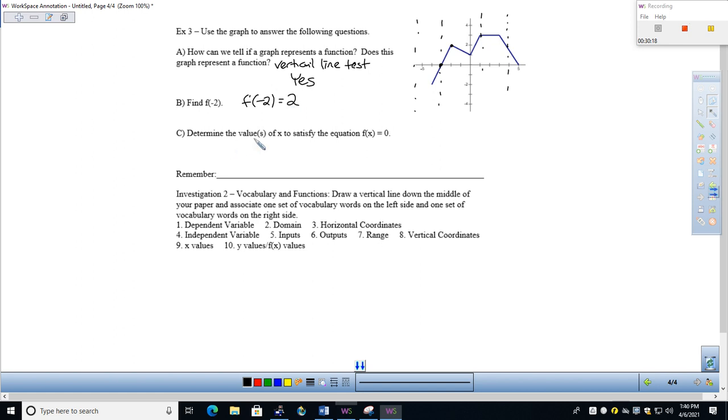Letter C, determine the value or values of x to satisfy the equation f of x equals 0. Is that 0 an input or an output? Notice it's f of x equals 0, so this is an output, meaning it's a y value. So find a y value of 0. I see 1 here. I see 1 here. What are the inputs that produce them? In this particular case, it looks like -3. So I would say f of -3 equals 0. Input, output. And I see this one. Input is 5. Output is 0. Cool.